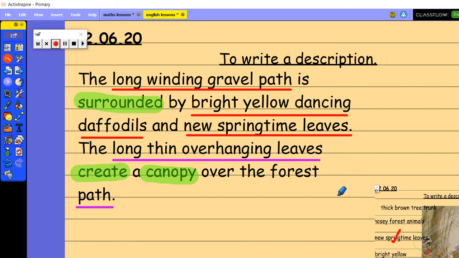I'm really looking forward to reading these because I think you will come up with some brilliant descriptions just from that one picture. So I'm really looking forward to seeing them. Send them through to me so I can have a look at all of the great descriptions you've used. And I might even be able to borrow some of your description when I come to do my writing later on in the week. So send it through to me and I will look forward to receiving it.